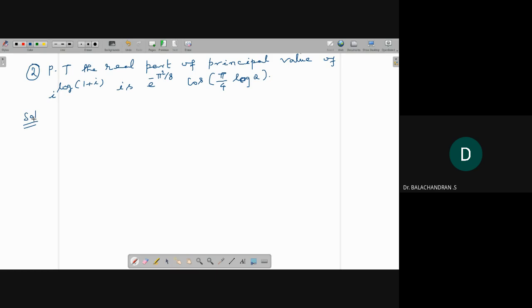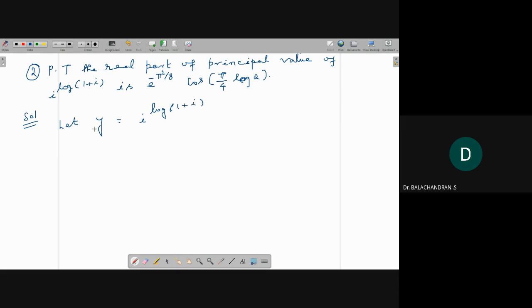Solution. Okay. So what is the question? First, you should understand the question. Prove that the real part of the principal value, not the general value, of i power log of 1 plus i is this function. Now, you can write y equal to i power log of 1 plus i.